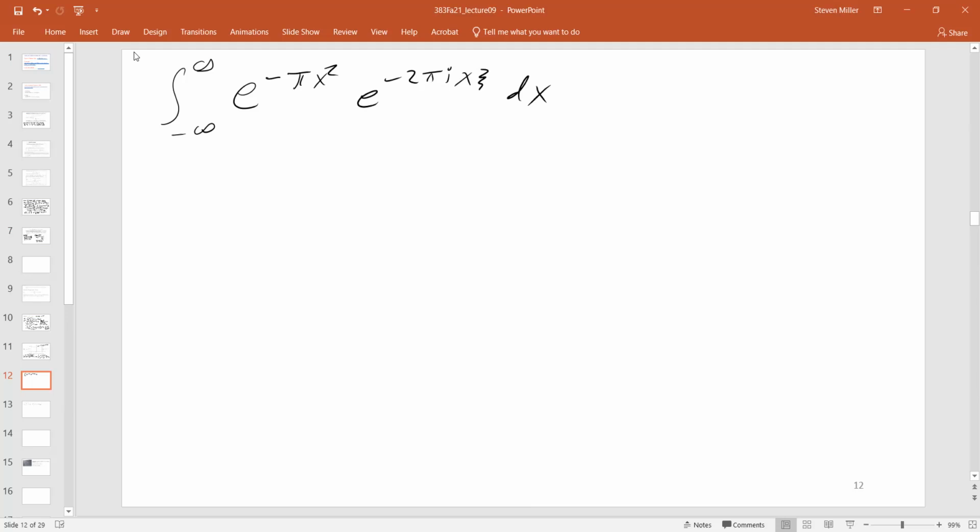Let's let y equal ic. So we would have the integral from minus infinity to infinity, e to the minus pi x squared, e to the negative 2 pi xy dx. How should we handle this? Any thoughts?